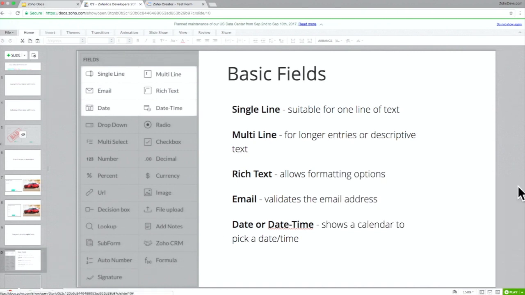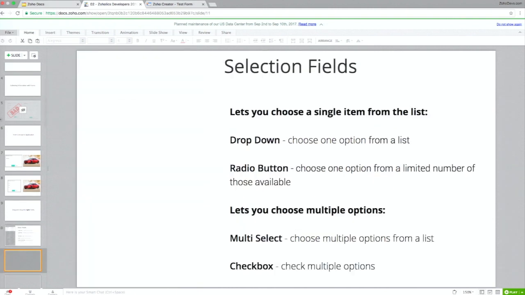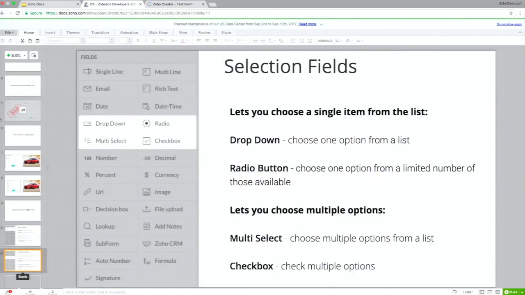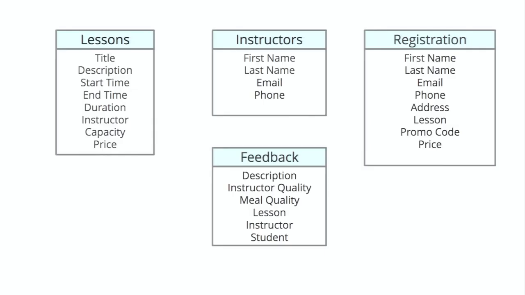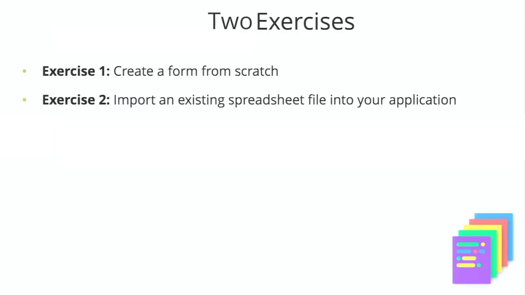Now that we have looked at all the field types, let's move to the next section of this session where we'll actually create the forms that Karen needs. These are the different entities that Taylor just explained to you. We have the lessons entity, instructions, feedback, and registration. In this session, we'll start creating these forms, and these will be the exercises that you will be doing along with me. The first exercise is to create a form from scratch. That is, we need to drag and drop all the fields and create the first form.